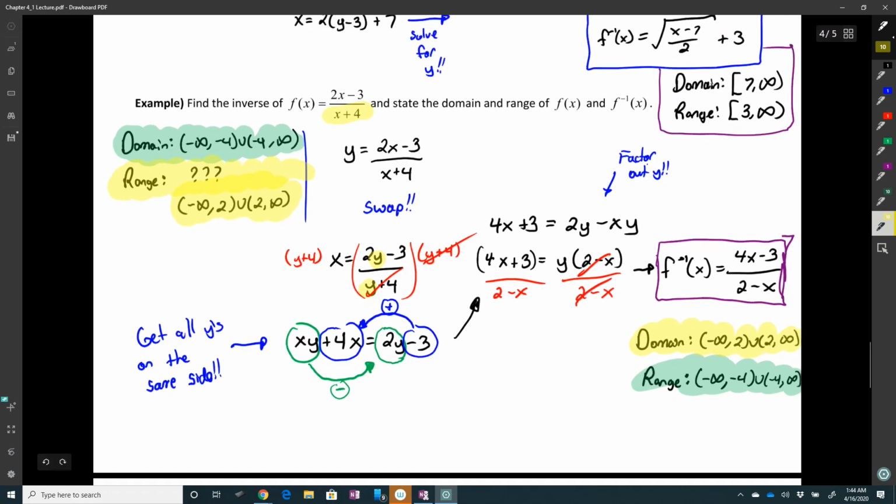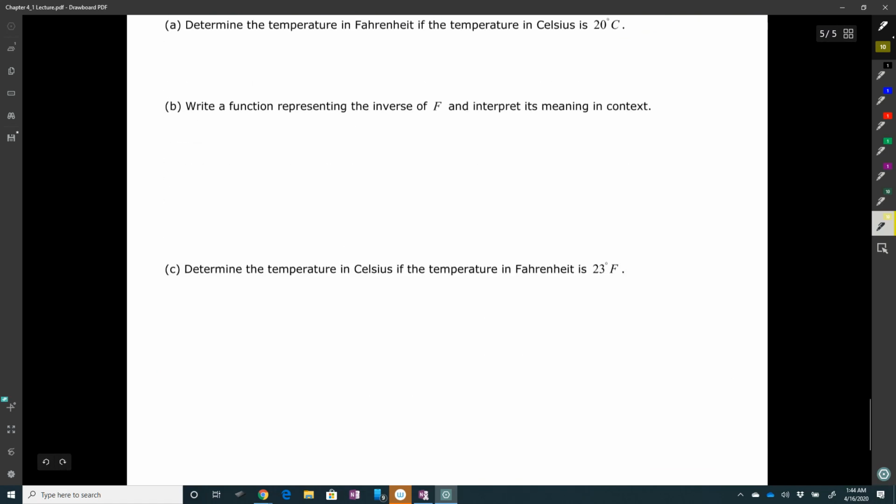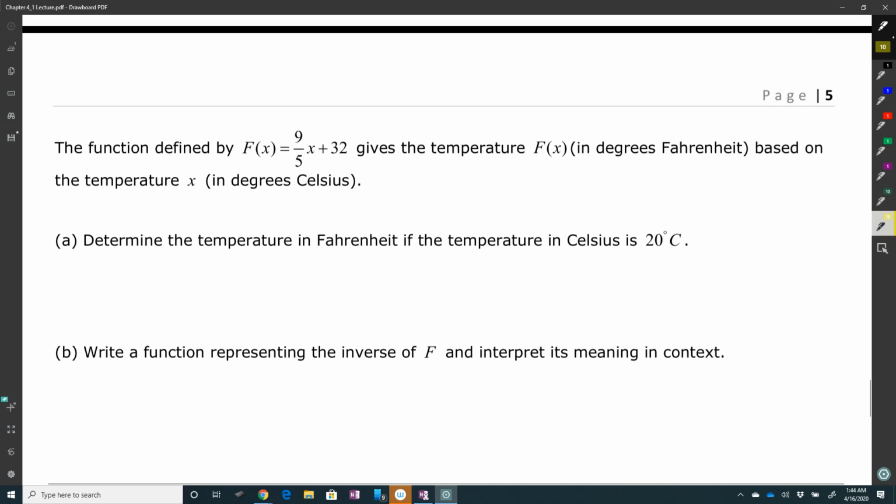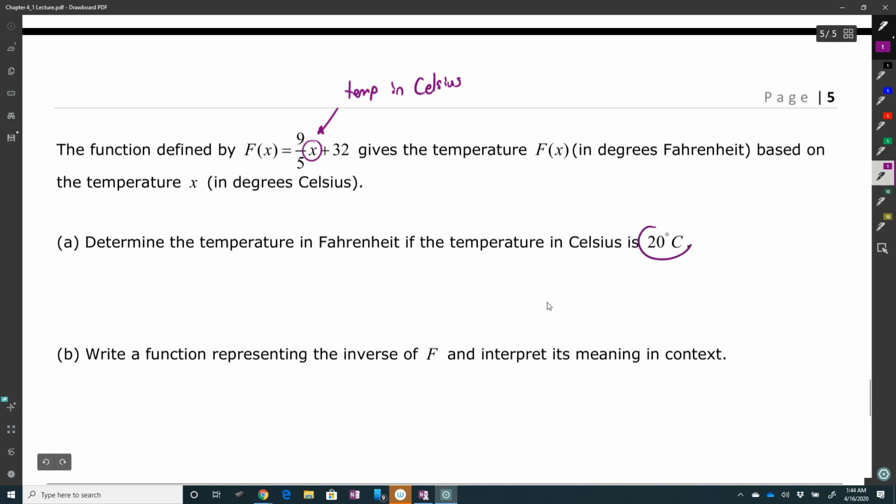Anyway, last page, and then we are done. So this is just a word problem, and you're going to see one almost very much like it on the homework. The function defined by f of x equals 9/5 x plus 32 gives the temperature in Fahrenheit based on the temperature in Celsius. So that means that this right here is the temp in Celsius. I always misspell Celsius. Right? Determine the temperature in Fahrenheit if the temperature in Celsius is 20 degrees Celsius.